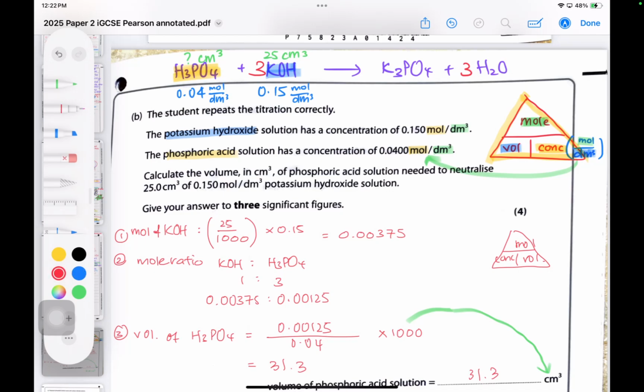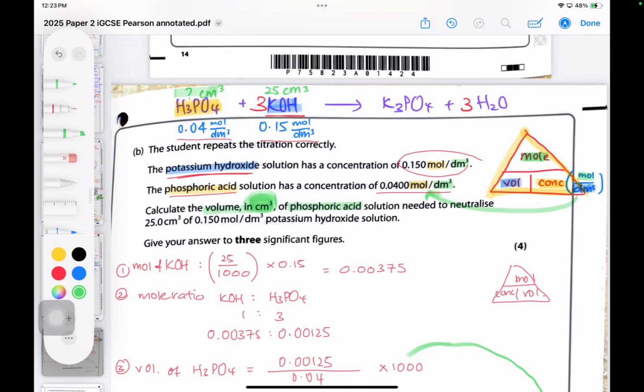So with that in mind, I like to make it a good habit to write down information that has been given to me. I'm looking at potassium hydroxide, which is the one in blue over here. They have given me the concentration, and I've written it over here, 0.15 mole per dm cube. They have done the same for phosphoric acid, and the concentration is 0.04. Again, I've written it right below my phosphoric acid. So what do they want me to find then? They want me to find the volume, and they were very clear that it must be in cm cube, of the phosphoric acid. Whatever they want me to find, I put a question mark on top of it, followed by the unit that they want me to present my answer in.